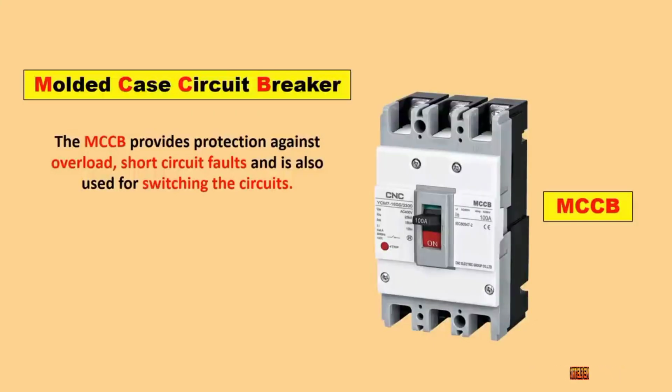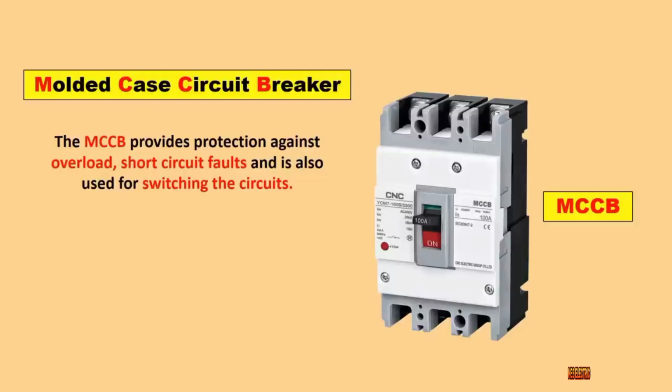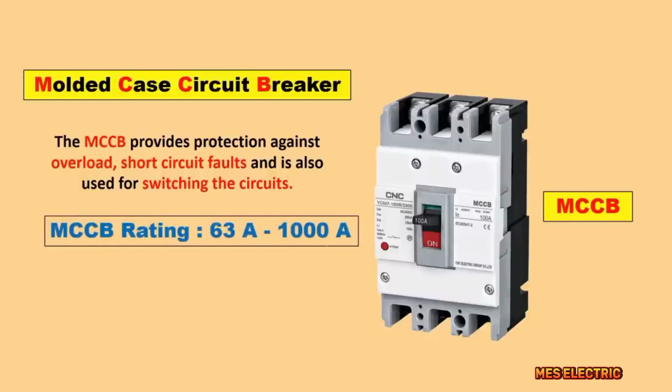Now if you want a protection device of even higher rating, then in this condition you have to buy a MCCB. MCCB also provides protection from overload and short circuit. It means you can say that the protection provided by a MCB can also be provided by a MCCB. You can find a MCCB of even 1000 ampere rating in the market, and you will find a MCCB of higher rating also, because right now there are lots of companies which are manufacturing MCCB of more than 1000 ampere.